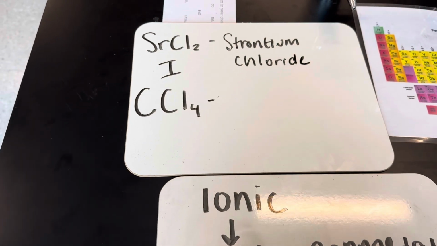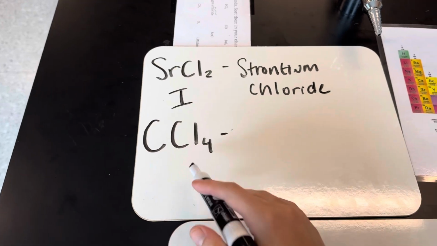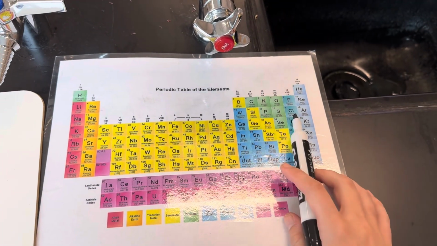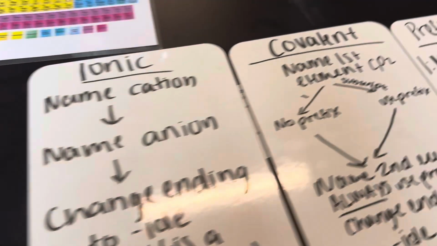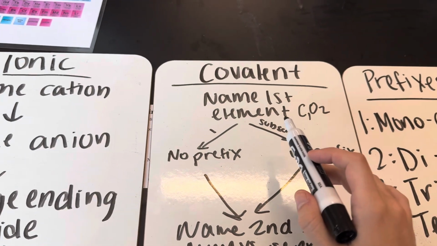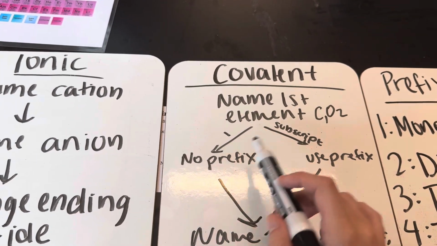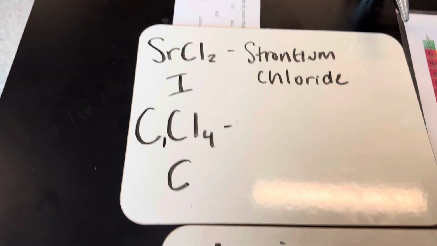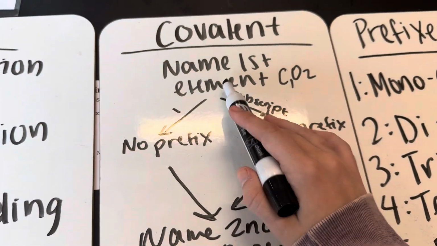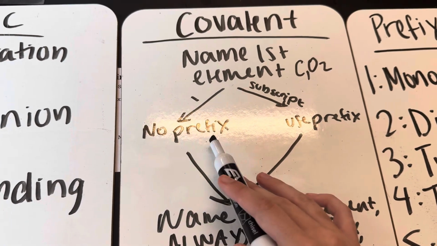Yay! The next one, we have carbon and we have chlorine. Carbon is right here, chlorine is right here. Those are both non-metals. So that means that this is a covalent compound. So I need to follow my covalent rules. I'm going to name my first element, and I need to know if it has no prefix or if it has a prefix. So I look back over here and I look at carbon. Carbon has no subscript. So if I have no subscript, that means 1. So when I'm going back over here, I'm going to follow this arrow instead and say no prefix. So I don't need a prefix at all on this one.